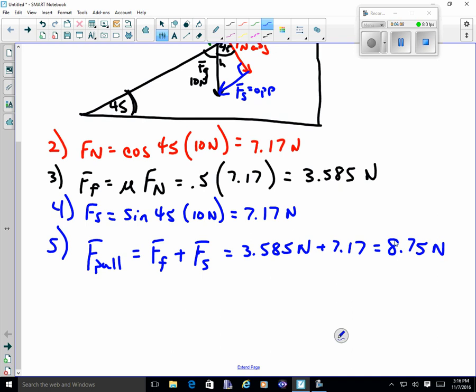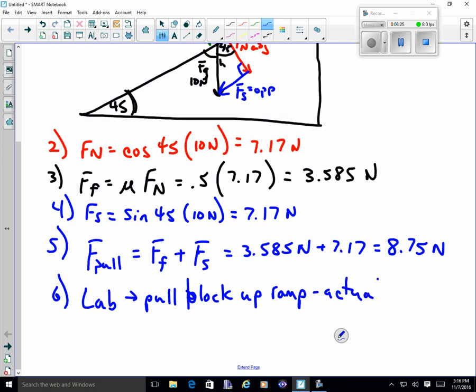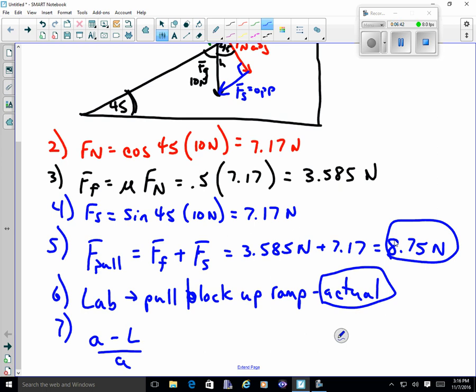Well, in number 6, what you simply did in the lab, you simply pulled the scales out, pulled the block up the ramp, and you get an actual reading. So that's going to be your actual reading there. And then in number 7, you compare the actual with the lab value, and you see how close you get using actual minus lab value divided by actual times 100.